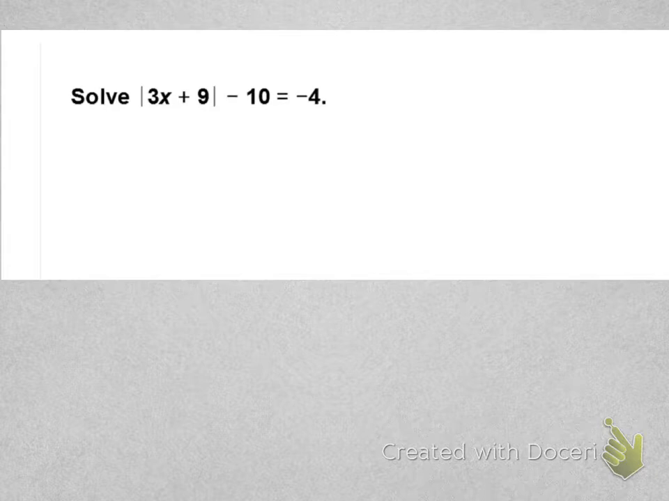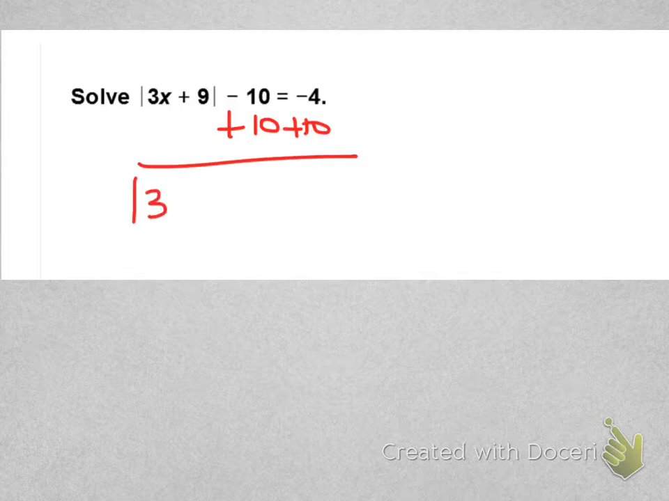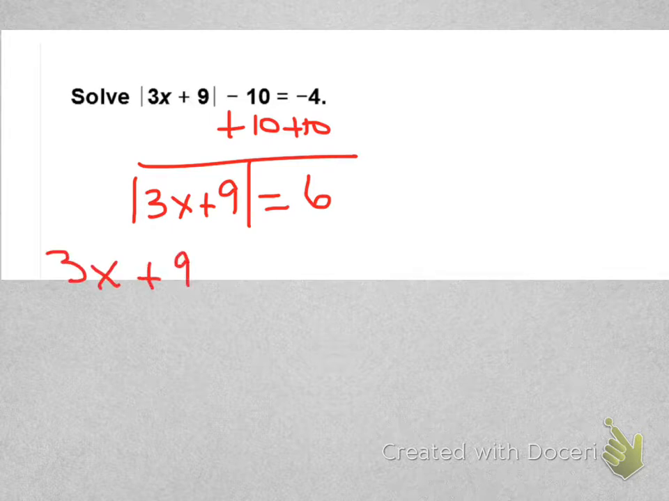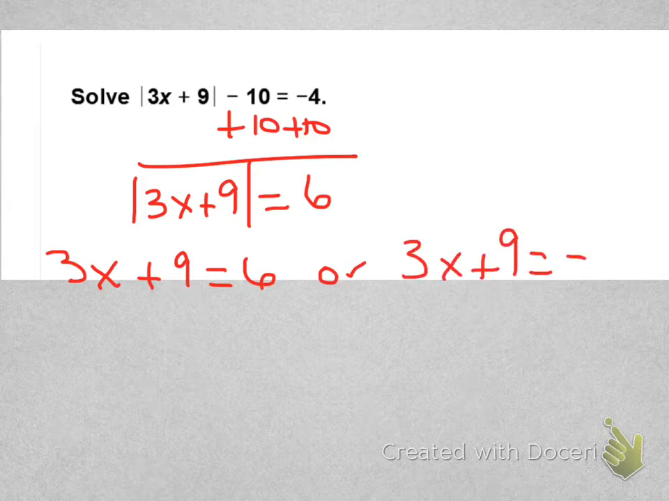Let's try this one. So this is not in the correct form. So we need to bring the 10 over to the other side. So plus 10, plus 10. So we have the absolute value of 3x plus 9 equals negative 4 plus 10 is 6. Now we're in the correct form. So we're going to do 3x plus 9 equals 6, or 3x plus 9 equals negative 6. And then you just solve.